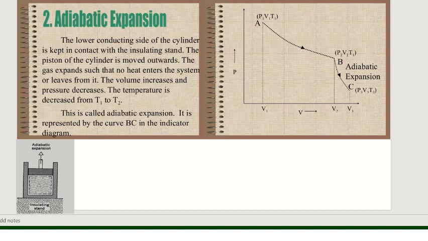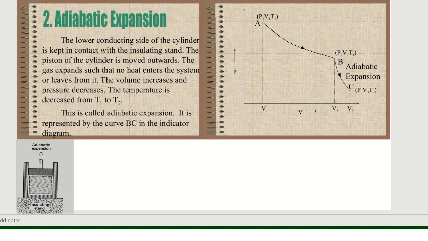Heat remains constant, but still the expansion of the gas takes place. That is because the gas is utilizing its internal energy to expand. So when the gas expands, the volume increases and pressure decreases, and also temperature decreases from T1 to T2.